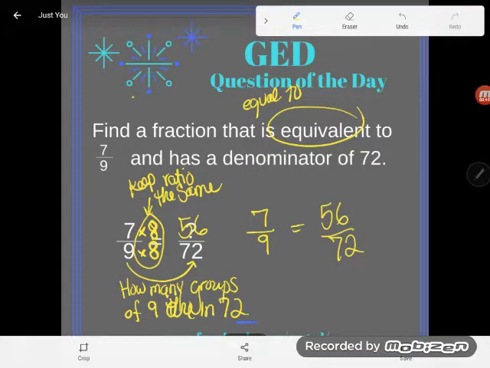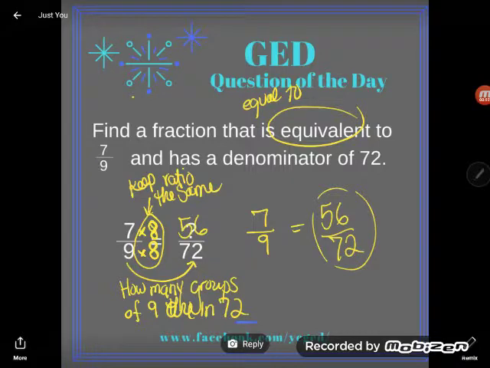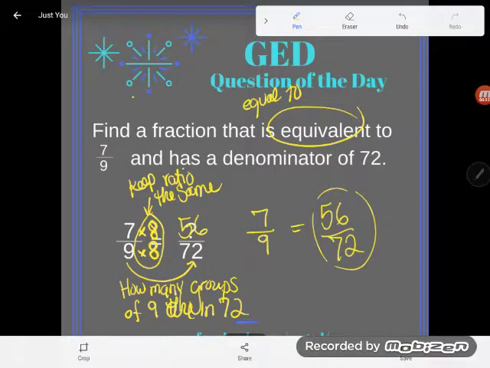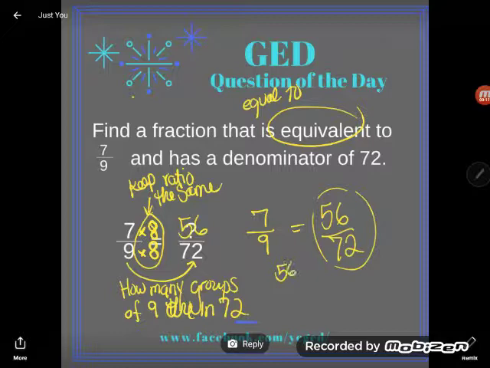We have that same basic relationship of 7 to 9. Yes, in this fraction, we do have 7/9 happening 8 times, that relationship happening over and over and over again, but it's still the same basic relationship of 7 to 9. So great. A fraction that is equivalent to 7/9 and has a denominator of 72 would be 56 over 72, or 56 out of 72.